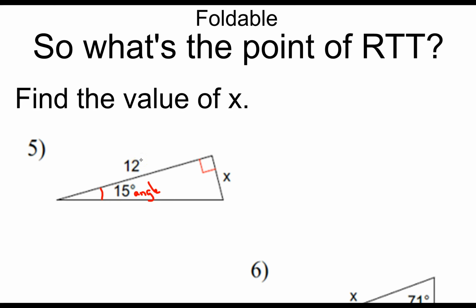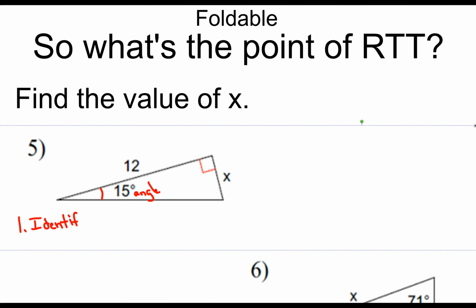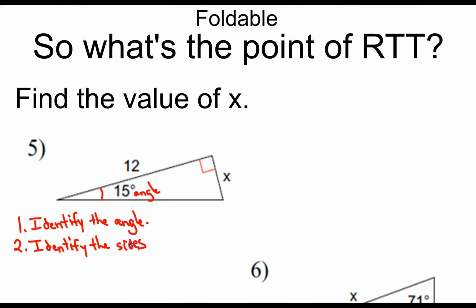Now what I'm going to do is follow a quick process to figure out how to do this problem. The first thing is identify your angle. That's the first thing I do with right triangle trig. Identify the angle. Then, second step, after I identify the angle, I'm going to identify the sides. So what I mean by that is label, is it opposite, adjacent, hypotenuse from that angle we identified in step 1.